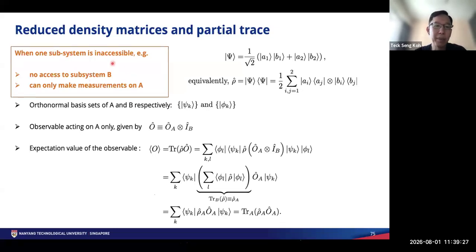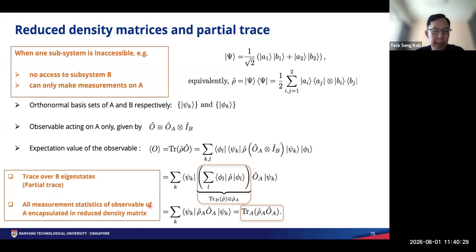When one subsystem is not accessible, say the environment B, you can only make measurements on A. So let's skip all of the mathematics. The expectation value of the observable only depends on the density matrix of A. Suppose the observable is that of A. So all of the information content is encapsulated in rho A, the density matrix of A. And what are we taking the trace over? We're taking the trace over the subsystem A. I'm not doing justice to this, I understand, but let's prioritize going through the concepts.